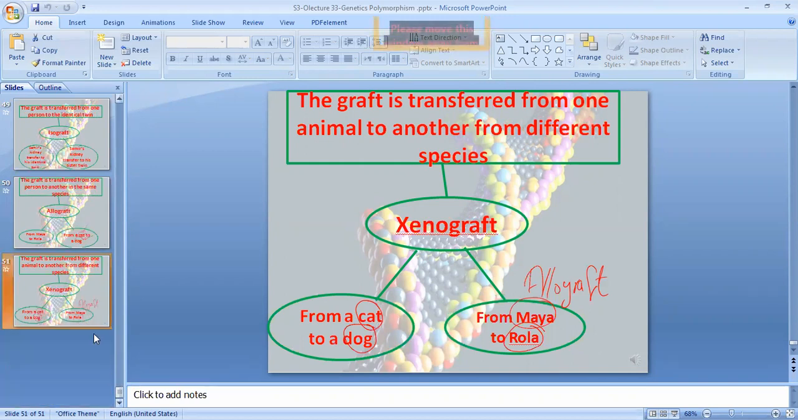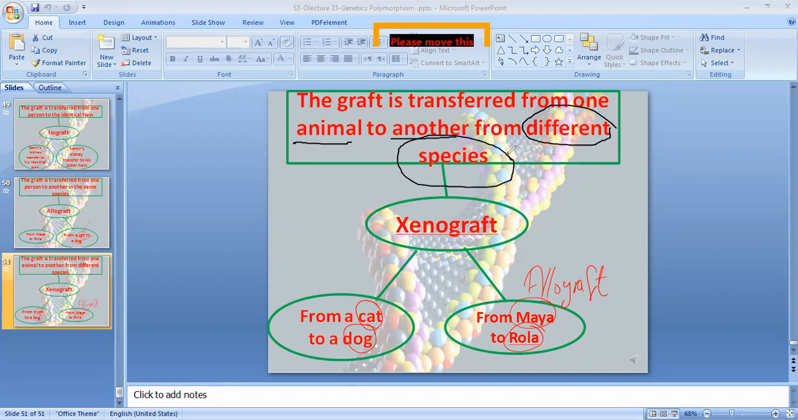Moving now to the fourth type of graft, called the xenograft. Xenograft is the graft that is transferred from one animal to another of a different species. Different species means that they belong to different species, like from a cat to a dog. This is an example. From a cat to a dog, they are different species. However, from Maya to Rula, it's an allograft because they belong to the same species. So here, as a summary, we have four types of grafts.